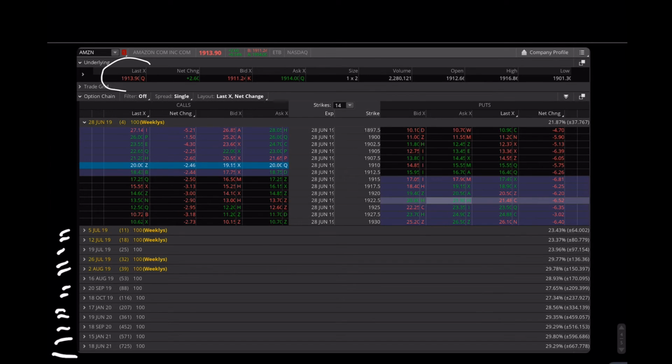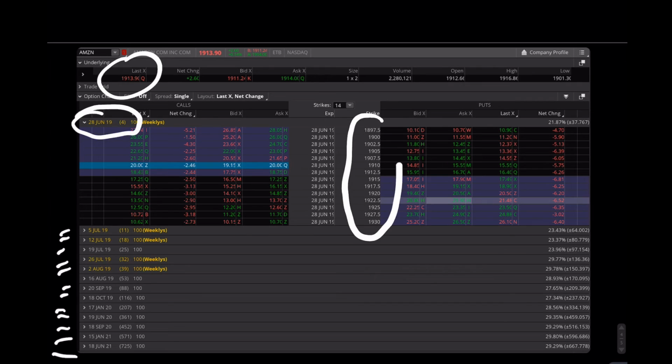Amazon right now is at 1913. Bid and ask are between 1911 and 1914. The current or last price was 1913, which is the value. At the time of expiration, which is 4 days from now, you are agreeing that you are either going to buy or sell the stock at a specified price, should you choose to exercise your right by the time of expiration.